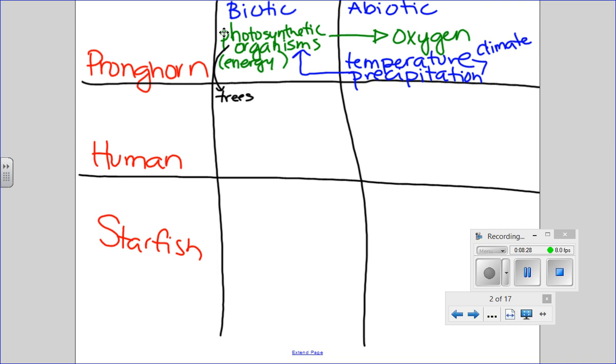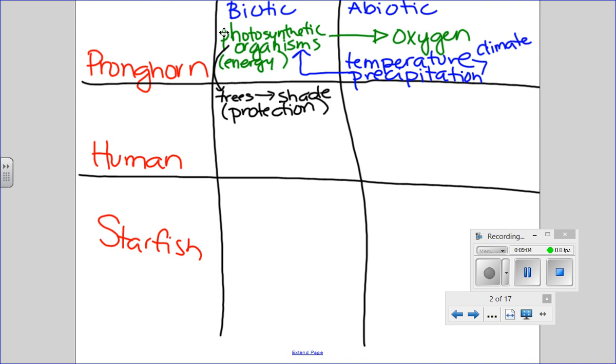But a tree could also do things like provide shade to us. And so we already mentioned that photosynthetic organisms provide energy and oxygen, but they can do more than that. They can protect us from things that would otherwise harm us. So I'm just going to put the word protection. So organisms don't have to necessarily be providing food or nutrients to be affecting another organism's life. They could be providing shelter or protection.